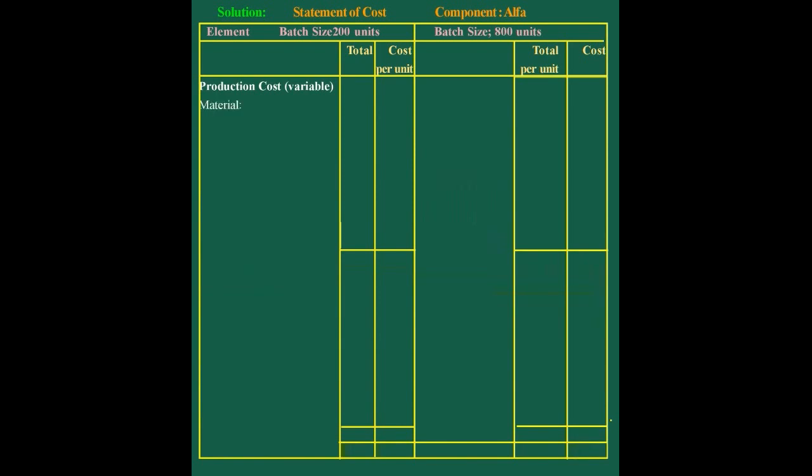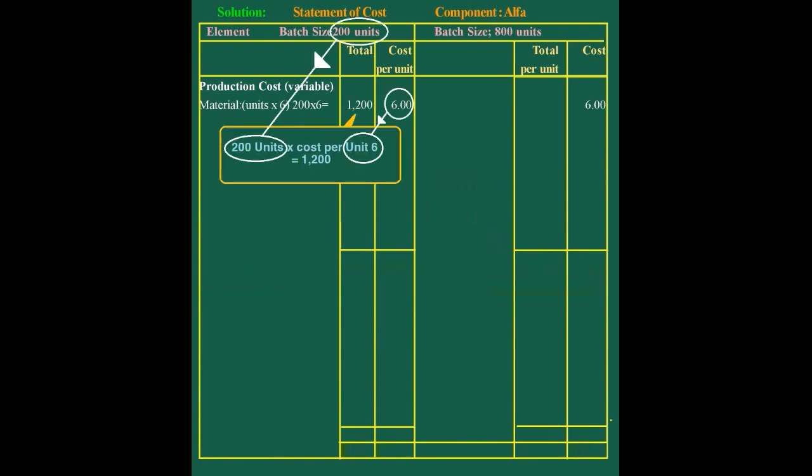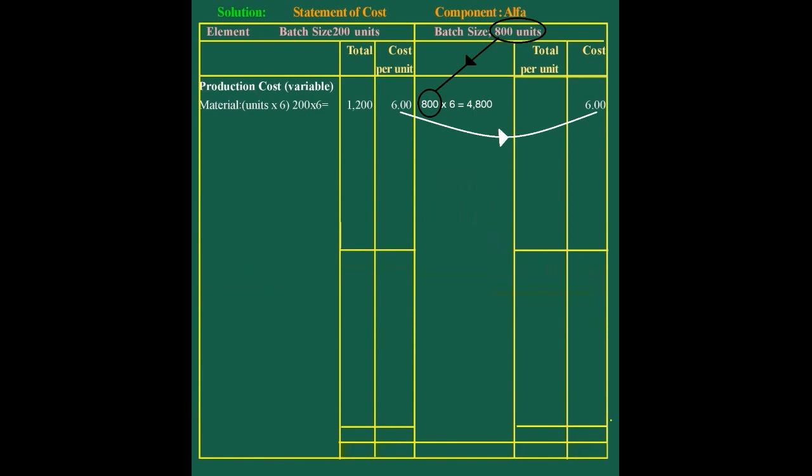Production cost material as it is given rupees 6 per unit. So 6 per unit into 200 units comes to 1200, whereas for another batch of 800 units per unit remains the same. 6 multiplied by 800, 4800.